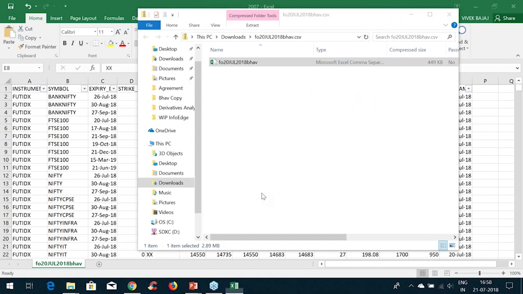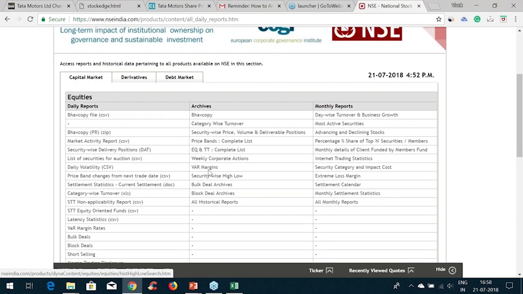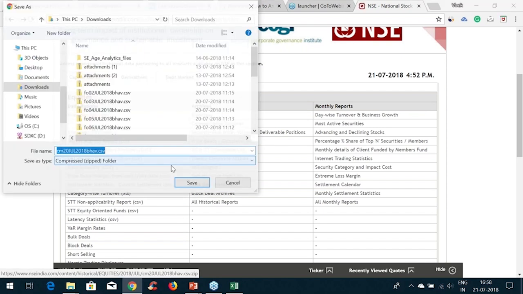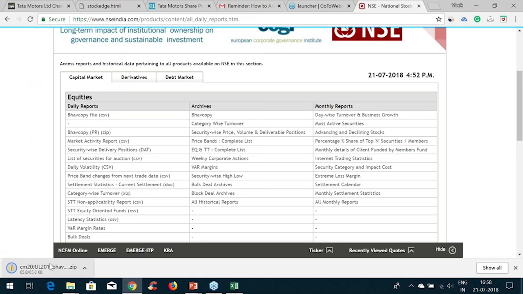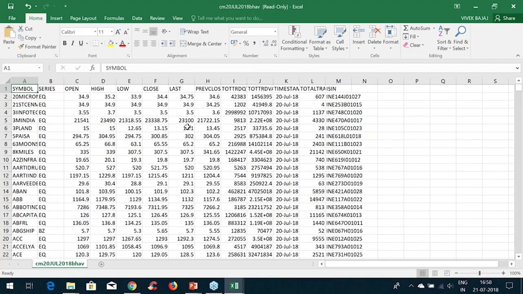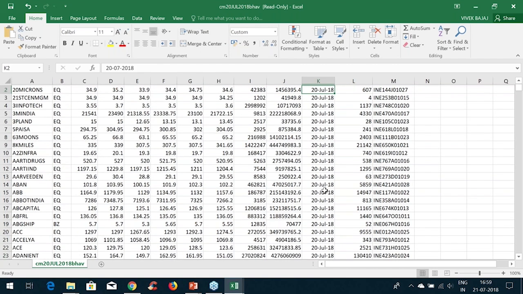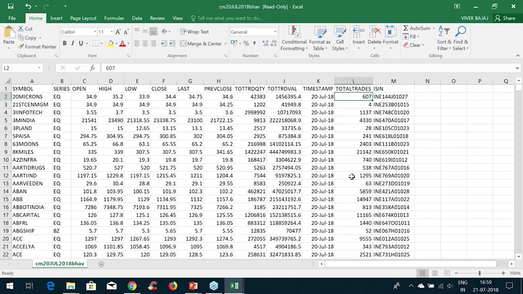Now let us see the structure of VAR copy of cash segment. Let me download the VAR copy of cash segment. So this is a VAR copy of cash segment. Let me open that file. In cash segment, you get all the cash stocks which are traded: open, high, low, close, last traded price, previous close price, total trade quantity traded, total trade value traded, timestamp which is today, and total trades which have happened in that particular instrument.